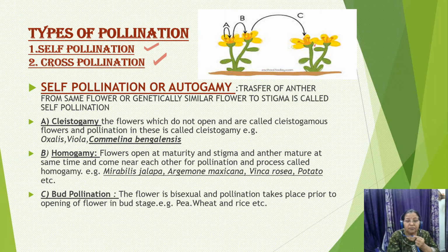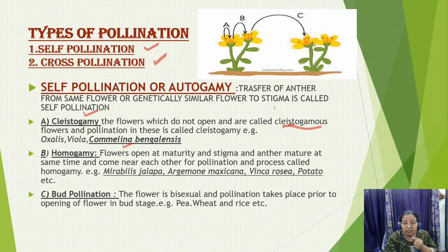Self-pollination can be in a cleistogamous flower which does not open. The flowers which do not open are called cleistogamous flowers. So the pollen is inside and the stigma is inside, so the flowers do not open. So this kind of self-pollination is the only option. There is no other option. So this kind of self-pollination is called cleistogamy. Okay, the examples are Viola, Oxalis and Commelina.